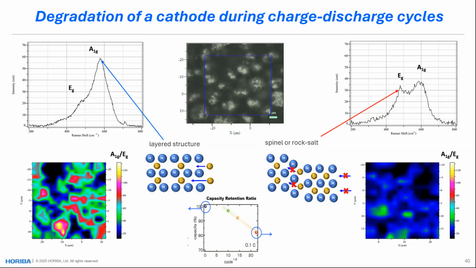Due to this charge-discharge process, the layer structure converts into either a spinel or rock salt structure. This gives you voids and traps the lithium atoms inside, not allowing them to move in and out. Here you can see the ratio between A1g and Eg, and you can see the number is significantly lower. This is how you can use Raman spectroscopy to detect different degradations or changes in the electrode due to the charge-discharge process. And because you can put it in electrochemical cells, you can definitely see in real time during the charge-discharge what happens with the electrode.